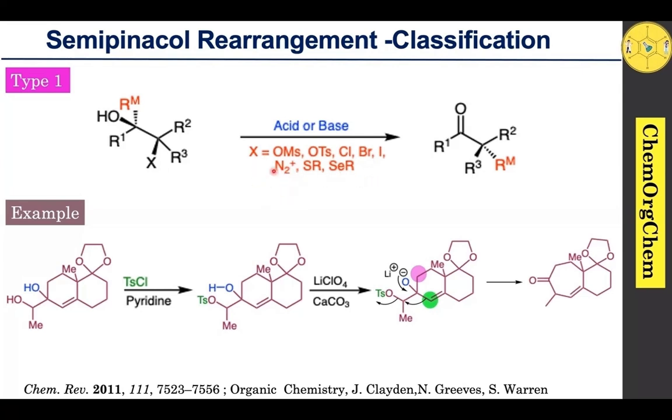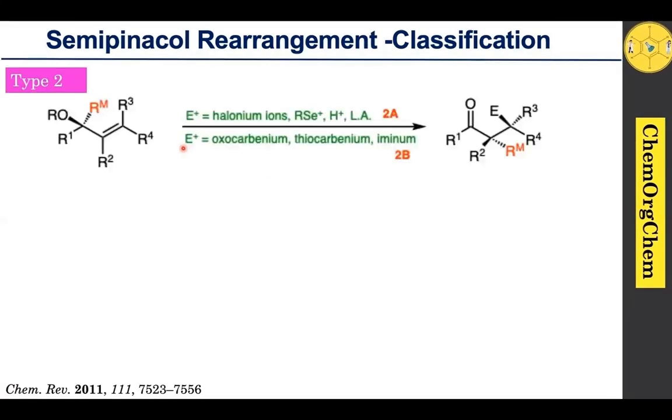Particularly that N2+ is a special case, so we can separately classify it as Tiffeneau-Demjanov rearrangement. This one we will see in our upcoming videos separately. Let's move on. Type 2 semipinacol rearrangement. The rearrangement of allylic alcohols and their derivatives can be classified as type 2 semipinacol rearrangement.